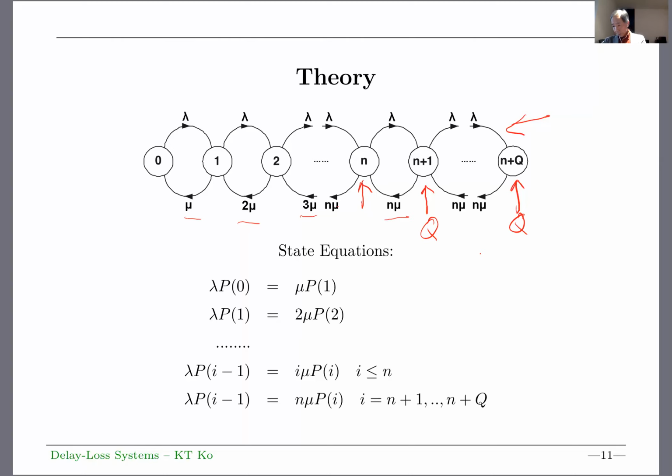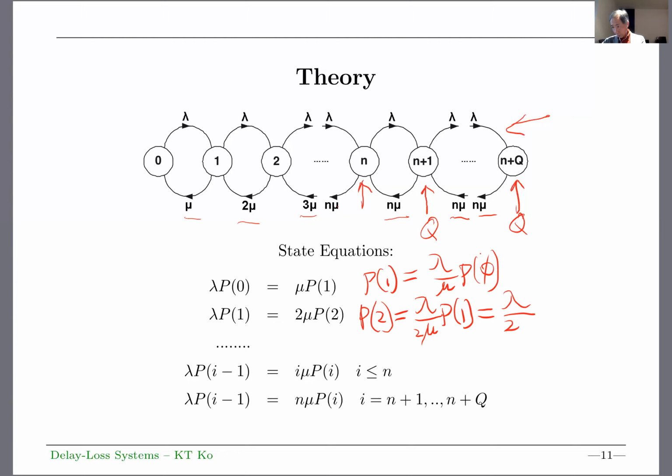So the service rate at this stage is n mu. That is basically the idea here. So we have a recursive formula, and the recursive formula is simply this. For example, mu p2 is equal to lambda p1, and p1 can be written as lambda over mu p0. So this can be written as lambda over 2 mu times lambda over mu p0. Basically, you can express any state in terms of p0.